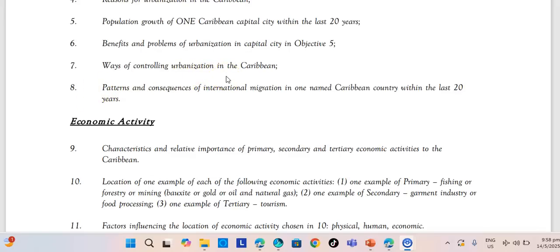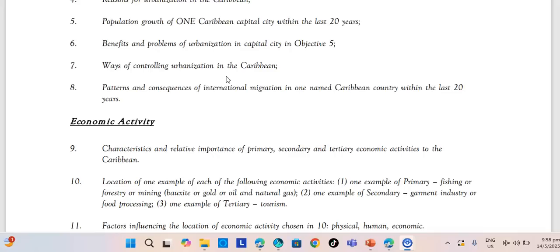All right. Now, what are the ways of controlling urbanization in the Caribbean? So, what are the ways that we can prevent too many people from moving from the country area, which is a rural area, to the town area, which is the urban area? Now, the first thing we can do is to develop the rural areas. Improve the schools in the rural areas. Improve the health care, the roads, the jobs, so that people don't feel the need to leave the countryside or to leave the rural area to an urban area.